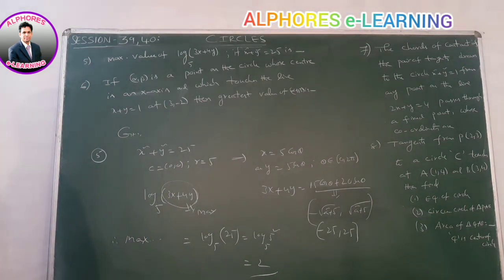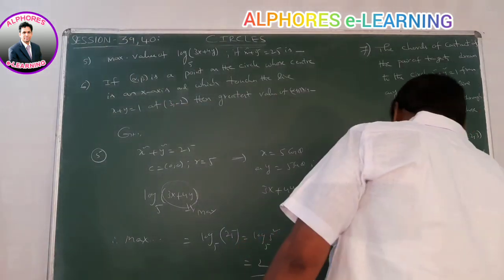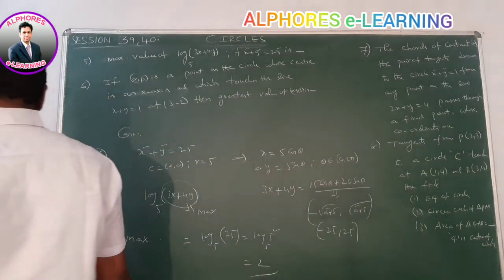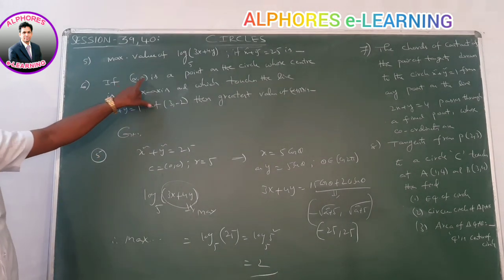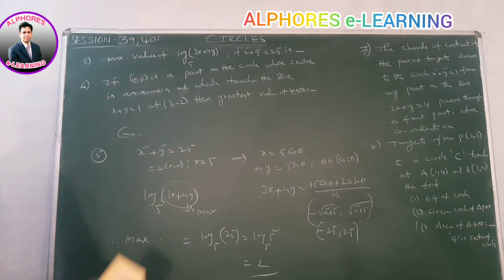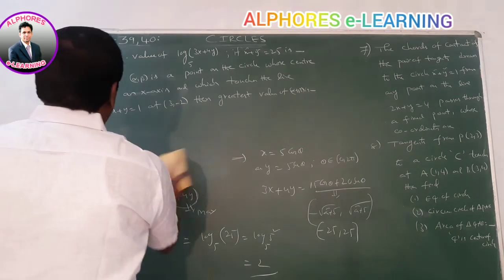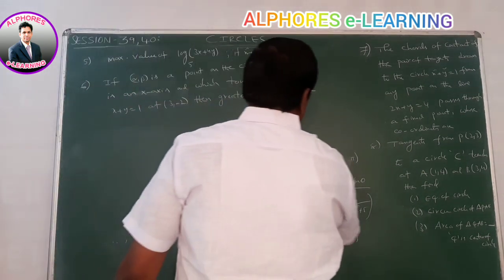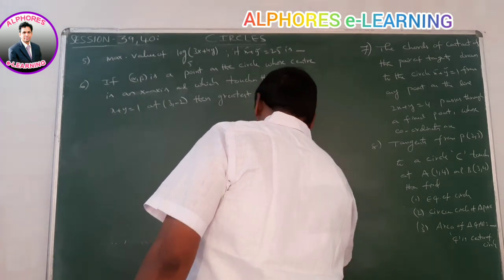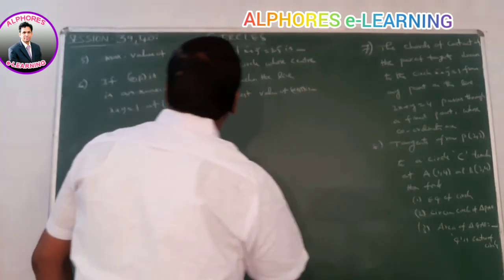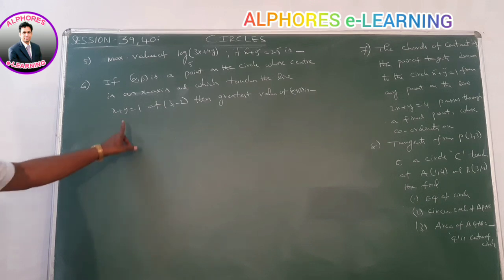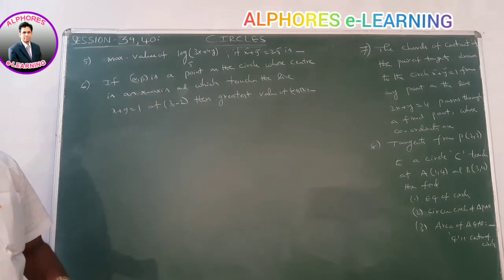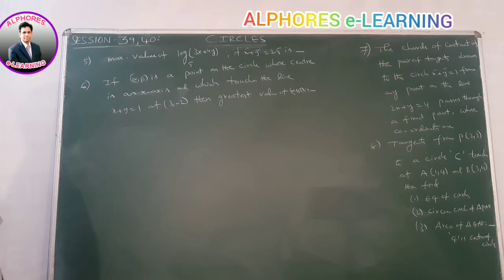Okay. Next, sixth one. If alpha comma beta is a point on the circle whose center is on the x-axis, and which touches the line x plus y is equal to 1 at (3, minus 2), then the greatest value of alpha plus beta is dash.